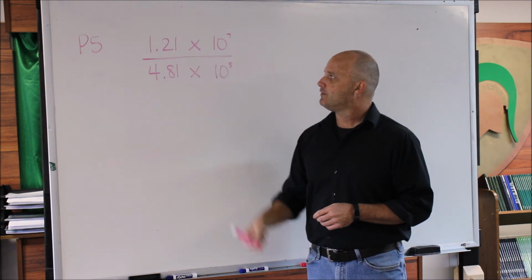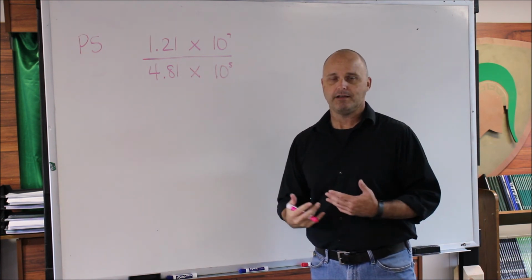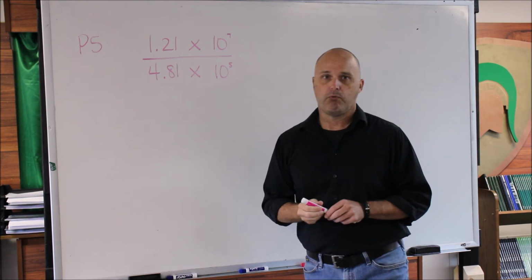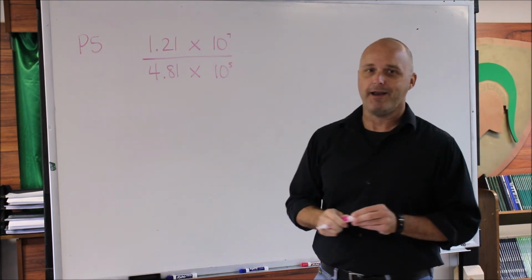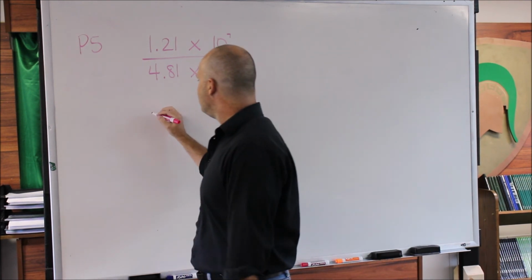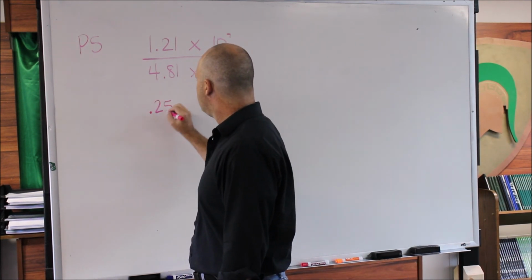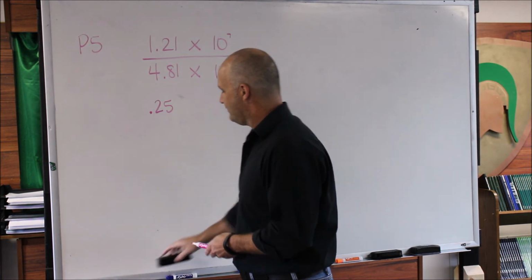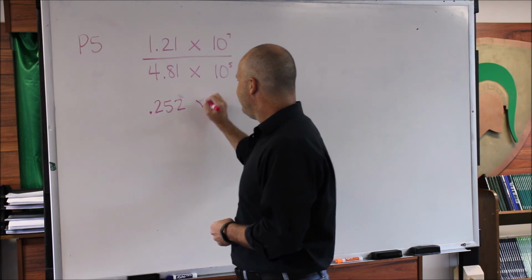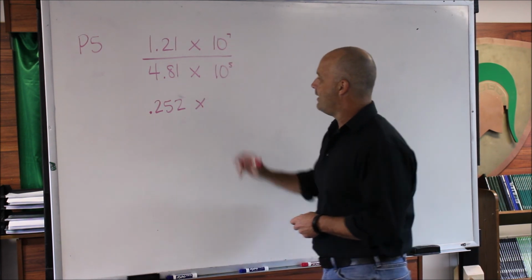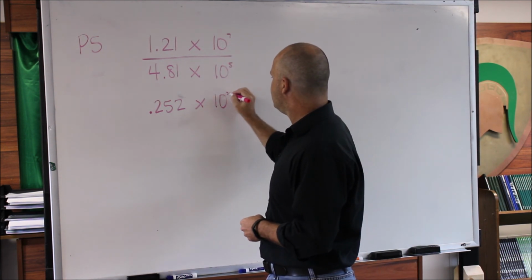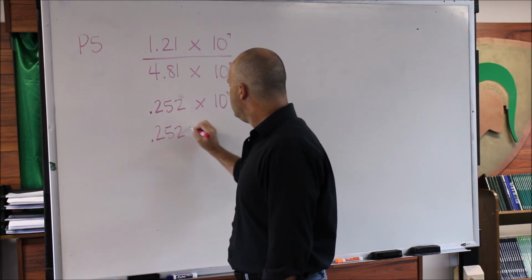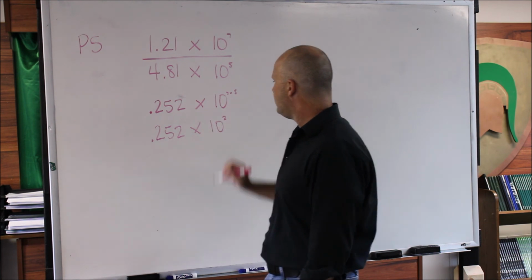All we're going to do with this is, again, divide anything that looks alike. And again, you're going to need a calculator on this. 1.21 divided by 4.81 is going to give you approximately 0.252. Then we're going to do the x next, 10 to the 7th divided by 10 to the 5th is the same thing as saying 10 to the 7th minus 5. So we've got 0.252 times 10 to the 2nd.